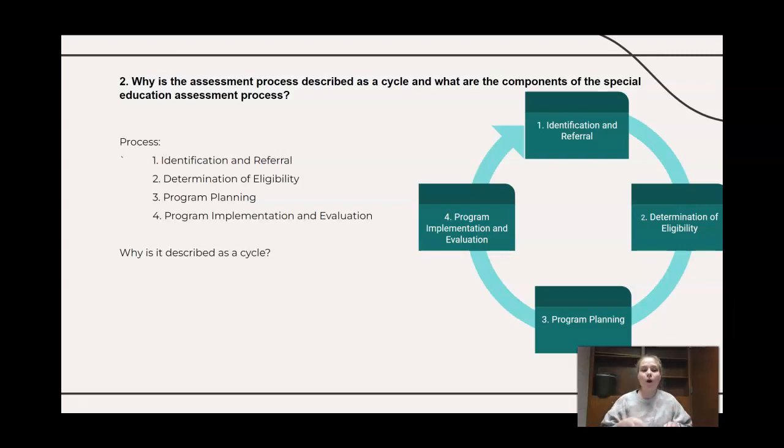So going back to the first part, why is the assessment process described as a cycle? It's because it's constantly needing to be reevaluated as that child grows, as that child improves or regresses. You always need to come back to the determination of eligibility and the IEP. Is this working? Is this not working? Why is it working? Why is it not working?